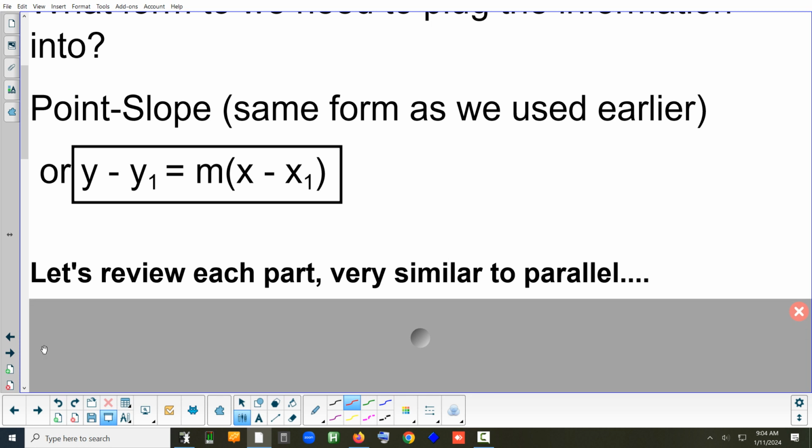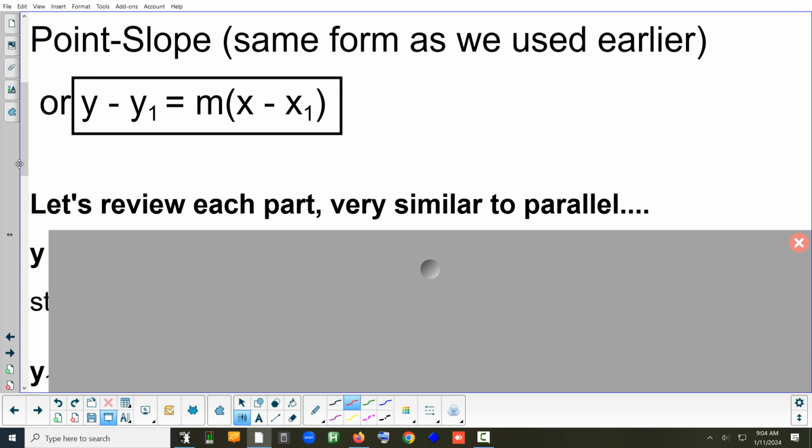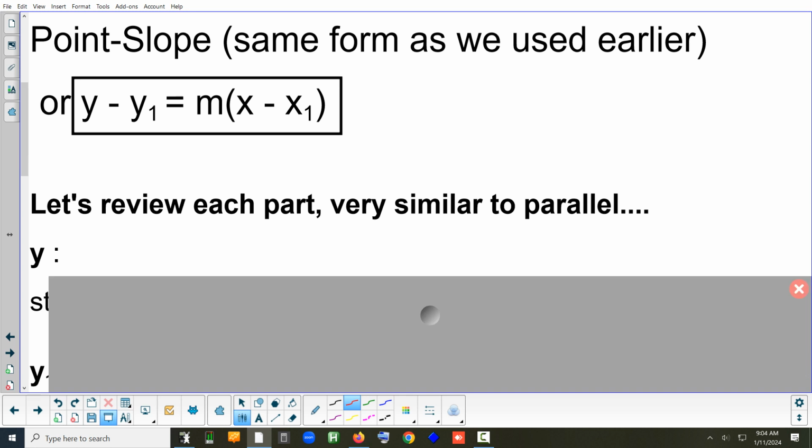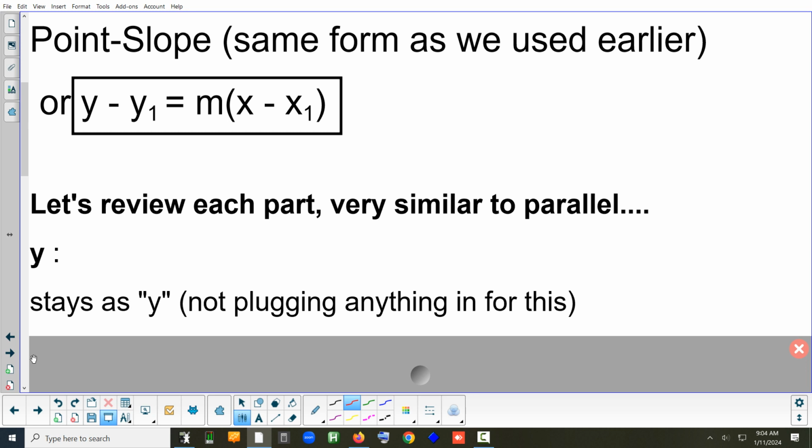Okay, let's just go over each part of the formula. It's going to be very, very similar to what we did yesterday. Let's start with the y. What happens to the y? Nothing. Y stays the same. So where you have a blank line, you can put y, colon, stays as y. We're not plugging anything in for that.